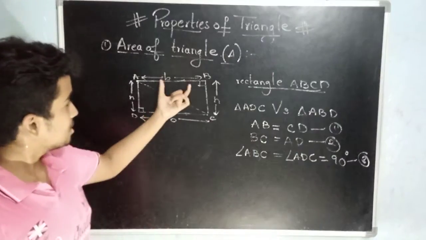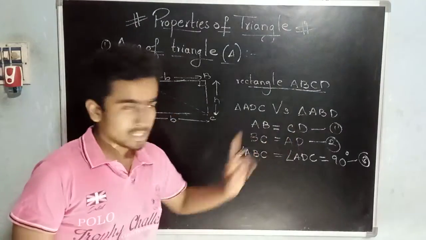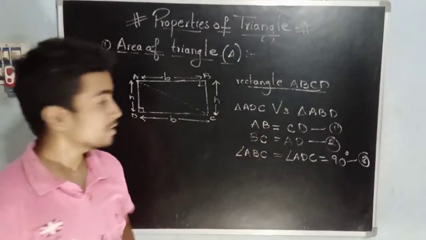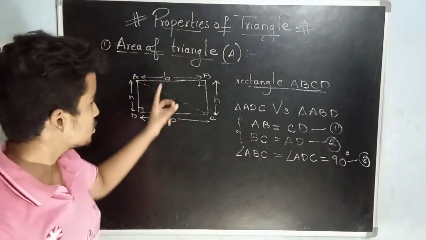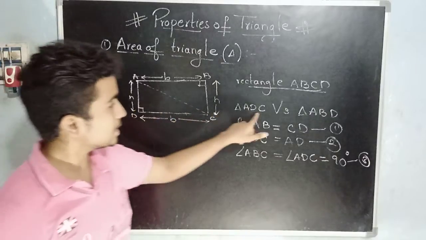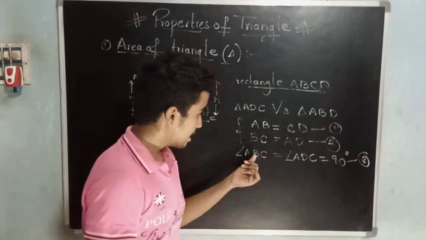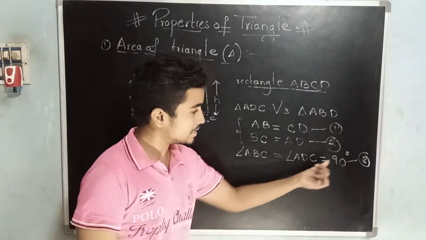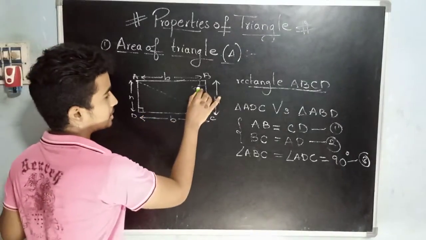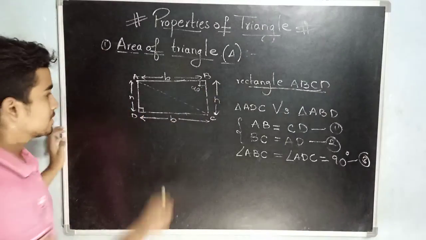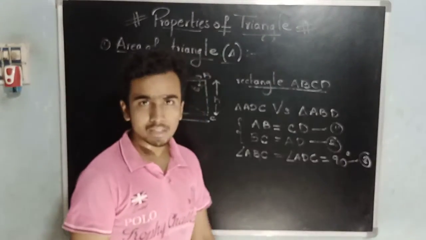First thing is, in these two triangles, these two conditions say that two adjacent sides of triangle ADC and ABC are equal. The second thing is, angle ABC is equal to angle ADC is equal to 90 degrees. Angle ABC, it means angle B, is 90 degrees. Angle ADC is 90 degrees. So these both are taken as equal, which is the third condition.